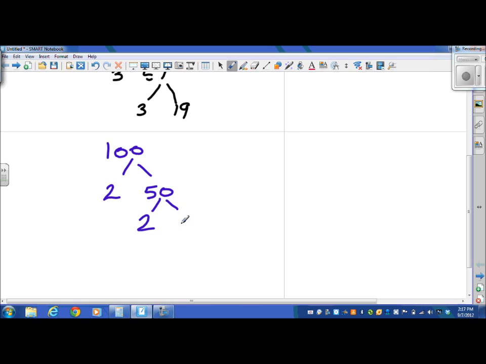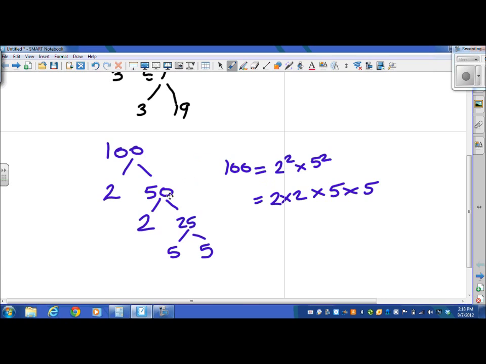50 divided by 2 is going to be 25. Now, 25 can't be divided by 2, but I bet you can figure out what it can be divided by. 5. And then 5. All of these numbers here are the prime factors of 100. Now, when we write out our prime factorization, 100 is equal to 2 to the power of 2 times 5 to the power of 2, or in expanded form, 2 times 2 times 5 times 5.